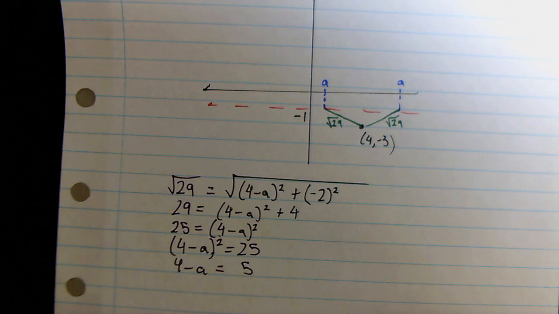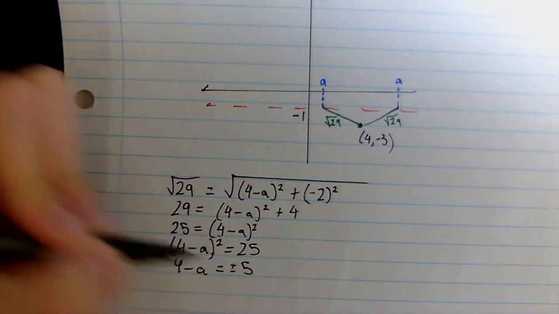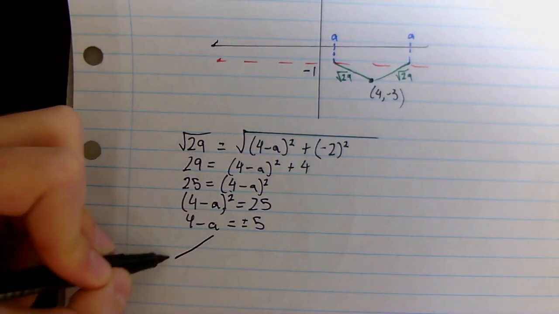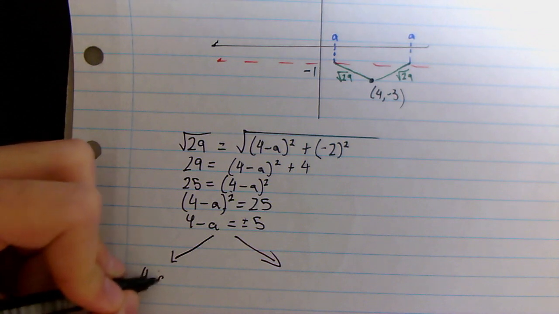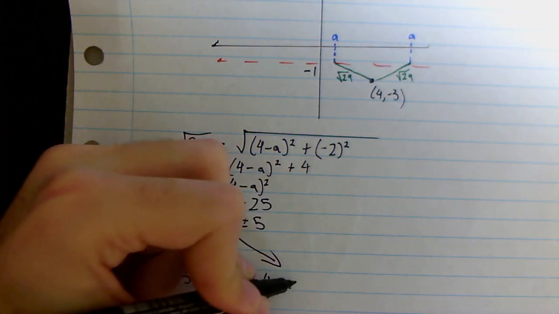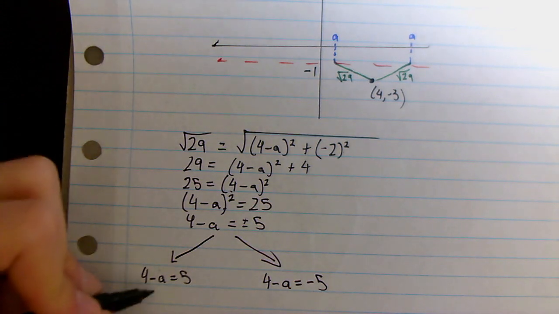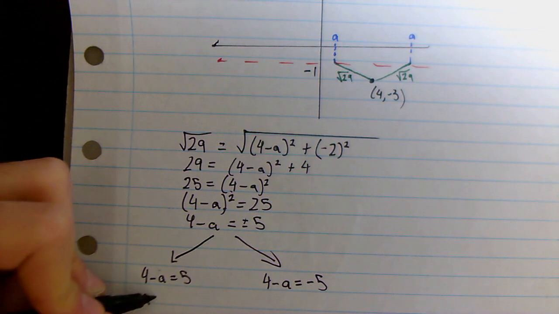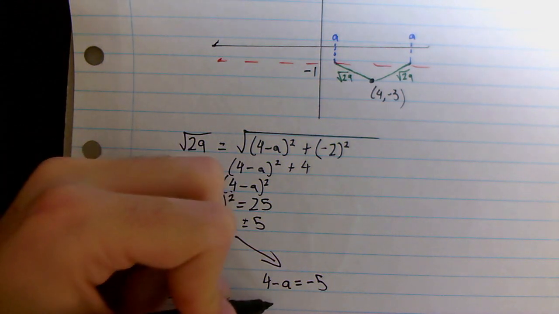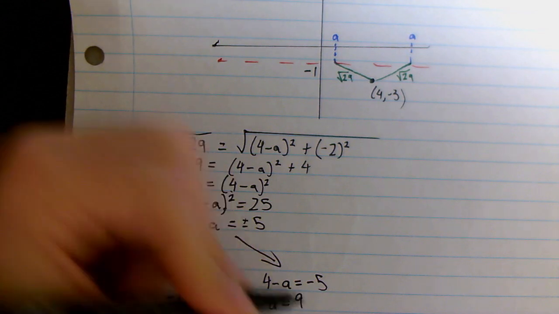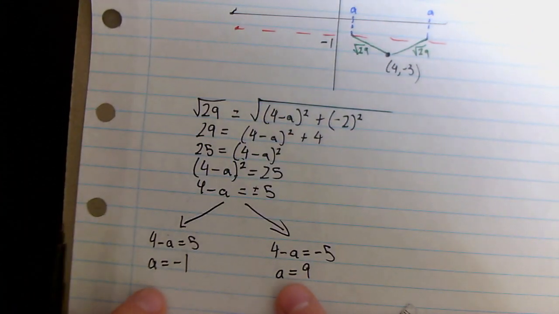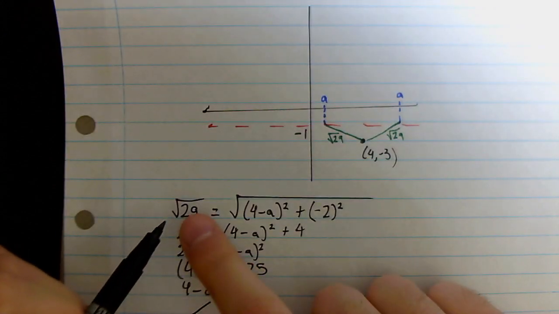However, because I square root, remember I can get 2 values. I can get a positive or a negative value. So I've got to consider the 2 cases. The first case is where 4 minus a is equal to positive 5. The second case is where 4 minus a is equal to negative 5. In the first case, a is equal to -1, and in the second case, a is equal to 9. So as we can see, we've got 2 values of a which both produce a distance of root 29.